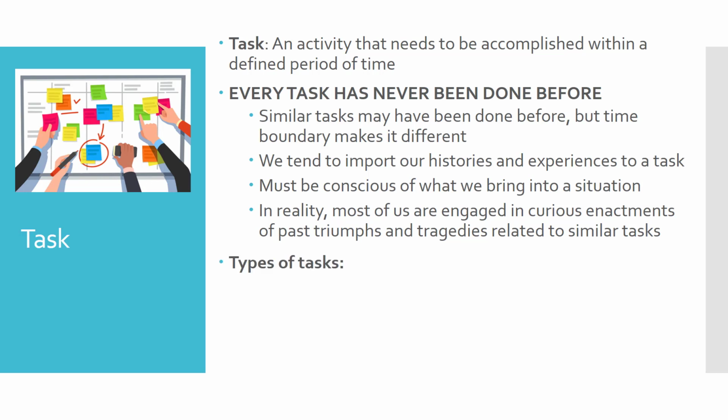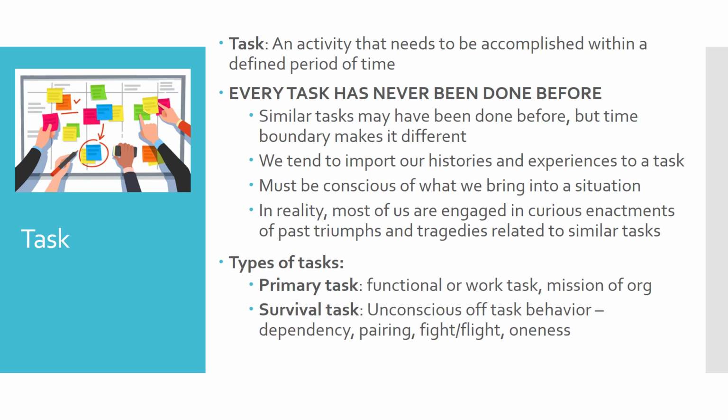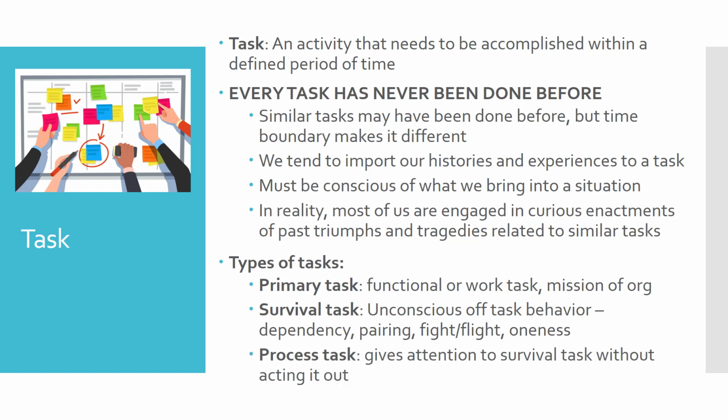There are 3 types of tasks. The first is the primary task. That's the functional or work task of your group, of your team, of your organization. Secondly, there's the survival task. This is the unconscious attempt for the group to ensure the group's survival. And there are unconscious off-task behaviors that can occur, such as dependency, pairing, fight or flight, oneness, competition, as well as differing relationships between the members. And last is the process task. This gives attention to the survival task without acting out.